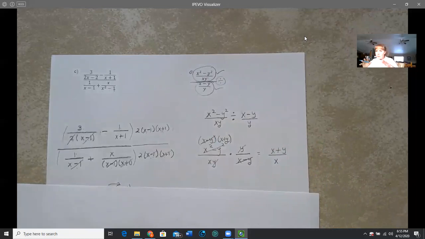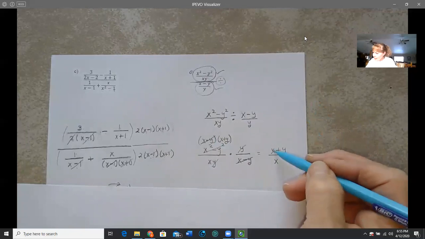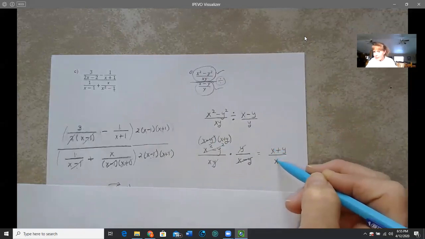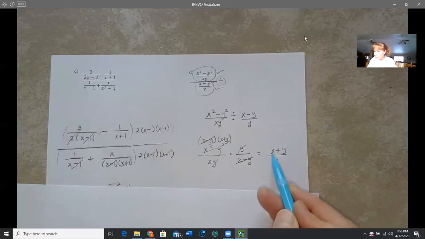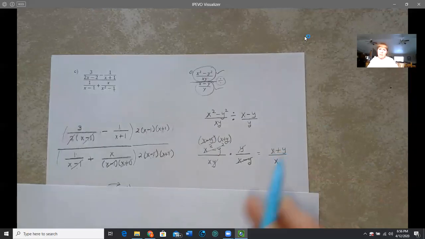So please resist the urge to cancel these x's. They cannot be canceled. You cannot separate plus and subtractions from each other. They go as a group or they don't go at all. They never go individually when they have a plus or a subtraction symbol between them. All right. Well, let's look at another one that might work with this.